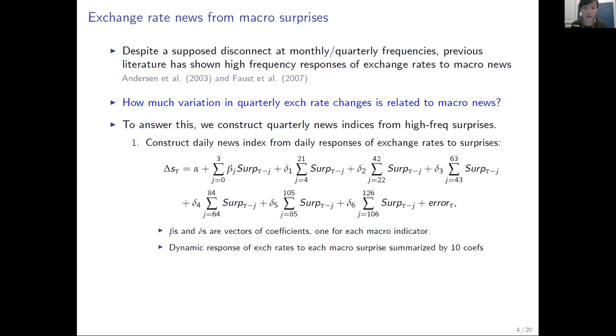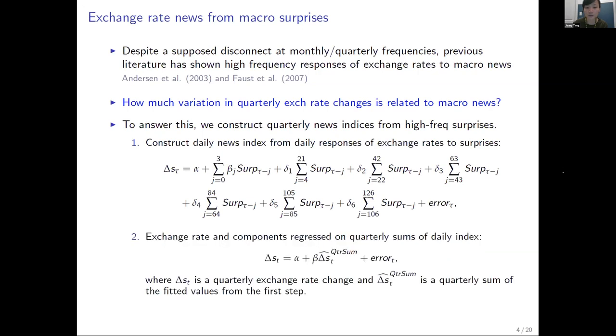In this regression, each of the betas and deltas are vectors of coefficients where there's 1 for each macro indicator. So each macro indicator itself can still have a separate effect on the daily exchange rate change. One way to think about this regression is we're summarizing the entire dynamic response of exchange rates to each macro surprise using 10 coefficients. Then from this regression, we're constructing fitted values and summing those fitted values over each quarter, and that's going to be our quarterly macro news index for the exchange rate.